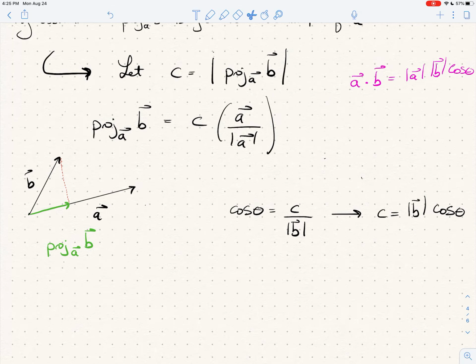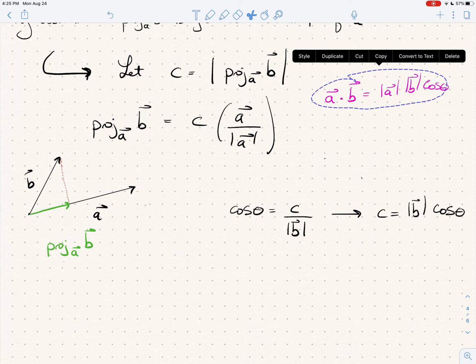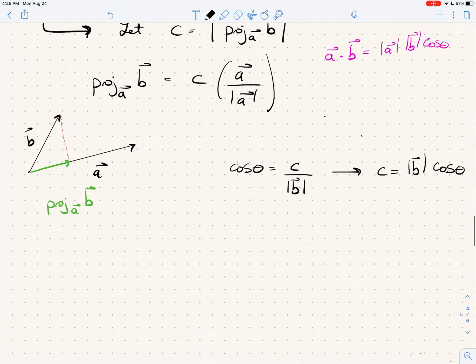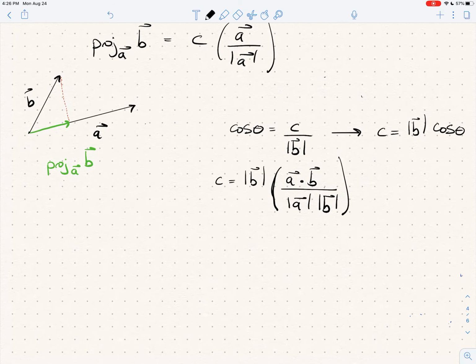Now, you might recall that we learned A dot B is length A, length B cosine theta. So I can solve for cosine of theta by dividing both sides by length A, length B, and then use that. And so this C that I want, the length of the projection of B onto A, is exactly length B times A dot B over length A, length B. And of course we can cancel one of those length B's. So I get A dot B over length A.